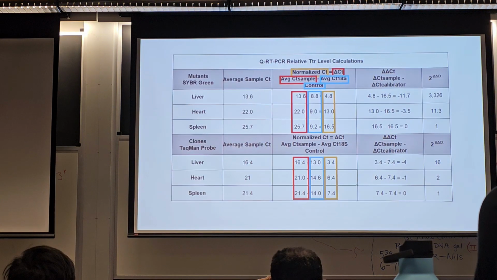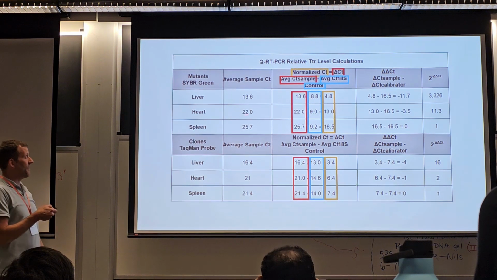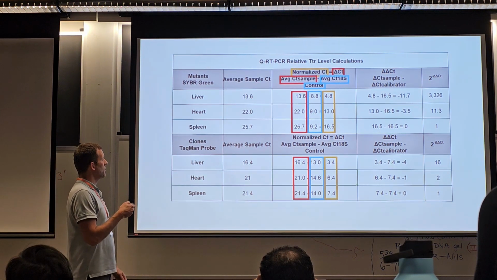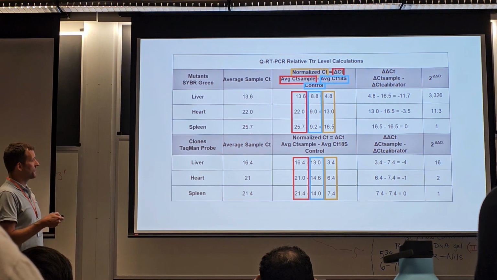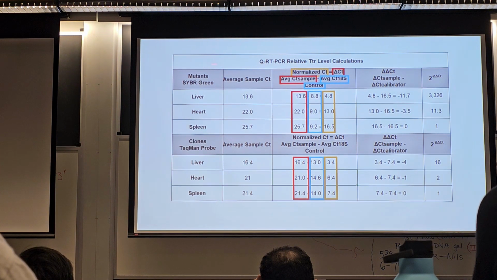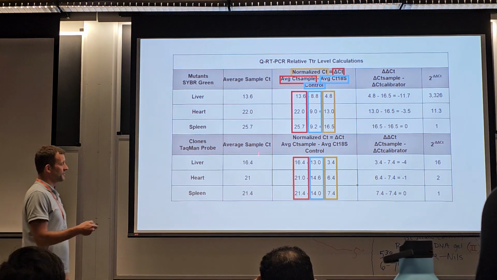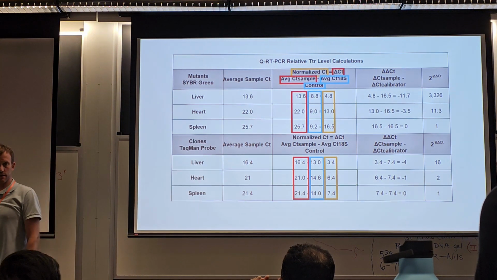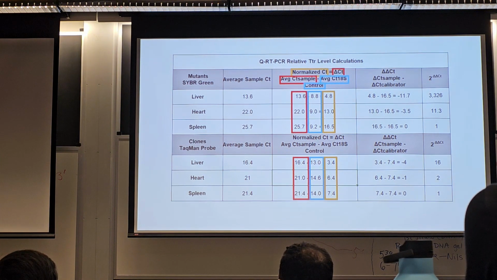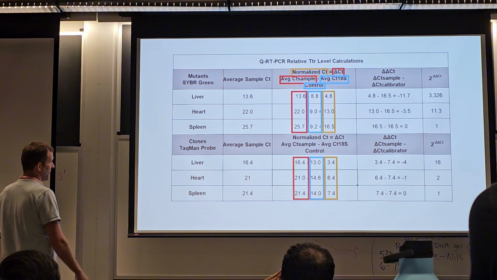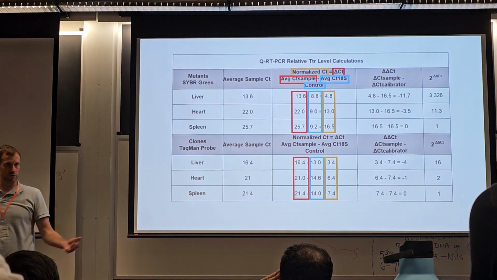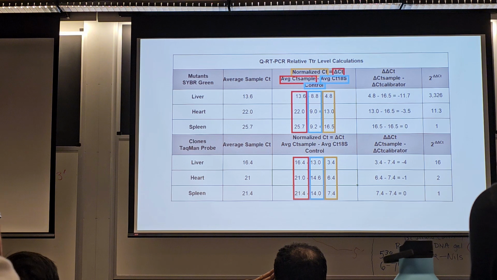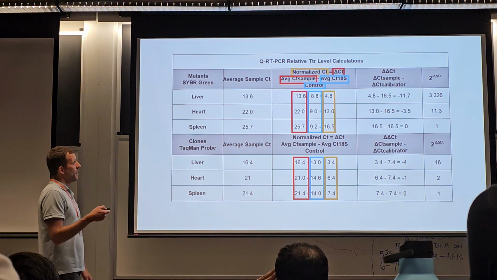Okay? So here is the average CT value for liver, heart, and spleen in our SYBR experiment and in our TaqMan experiment. Okay, so these are the averages of all of your samples in these experiments. Okay, we just averaged them all together. So think of these as biological replicates, right? You all ran a biological replicate. We're taking the average of those biological replicates.